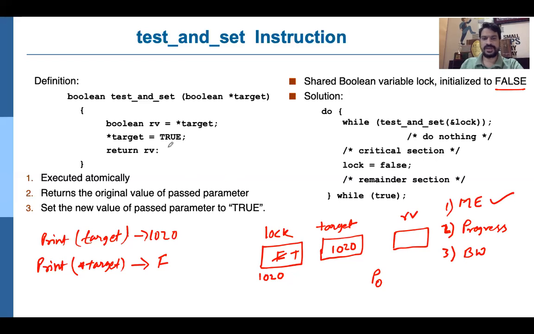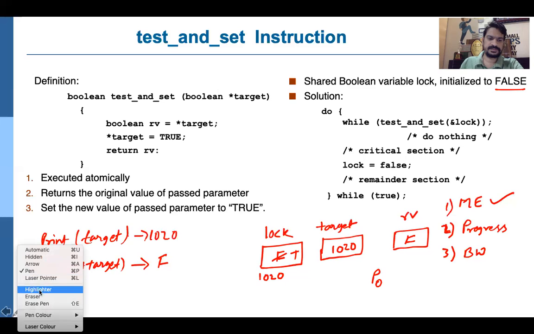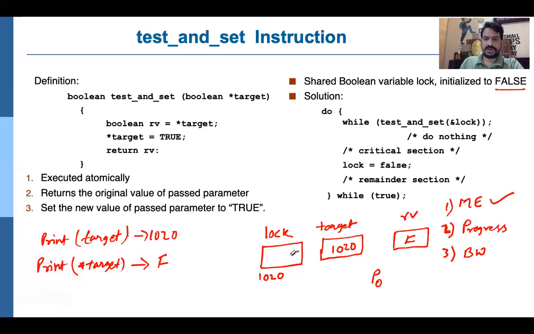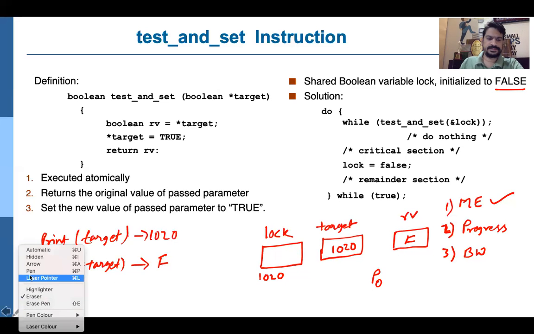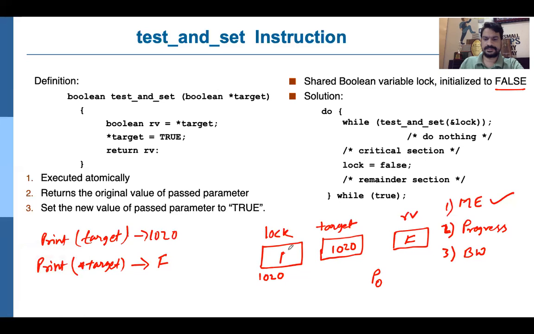So whatever the RV value is, it is the target value of the previous one. It will be false, and false will be returned here. Then the while is false, so the while loop will be out of the loop, and then we will be in the critical section. Once we are in the critical section, we are going out and will make lock false again, right? So P0 has done.